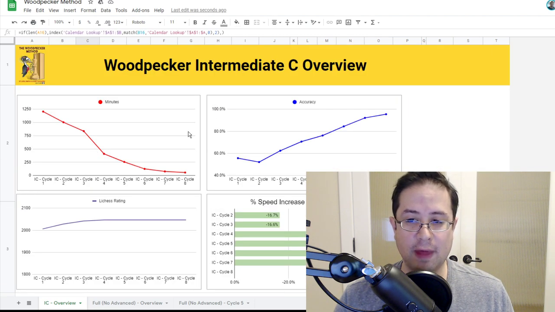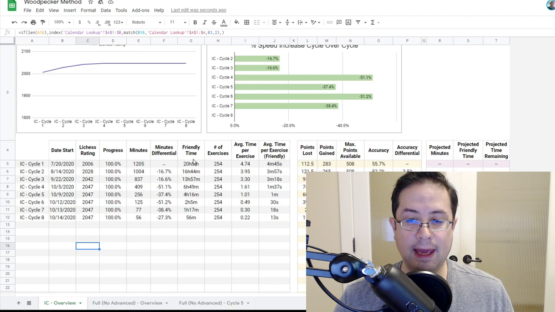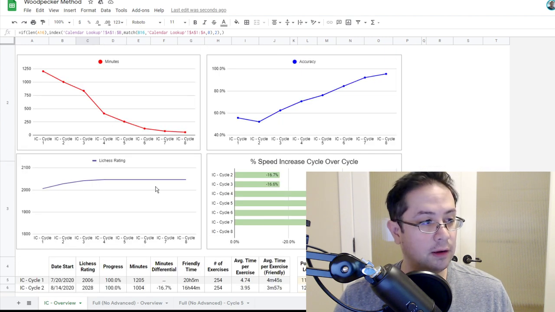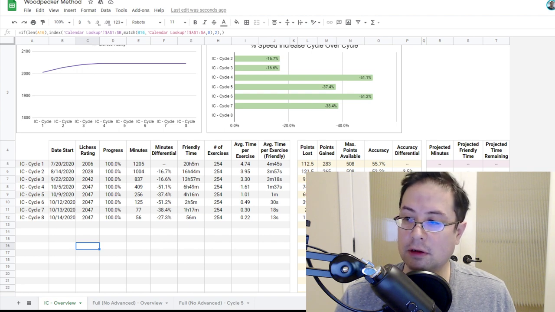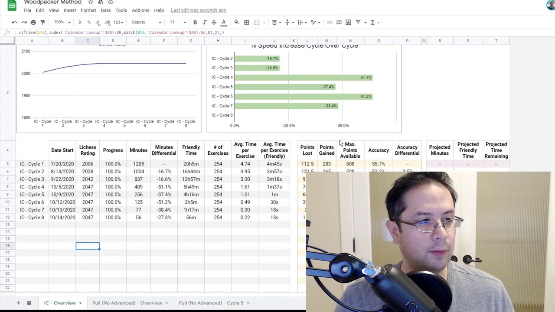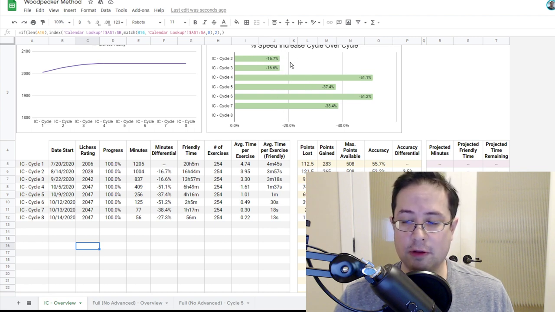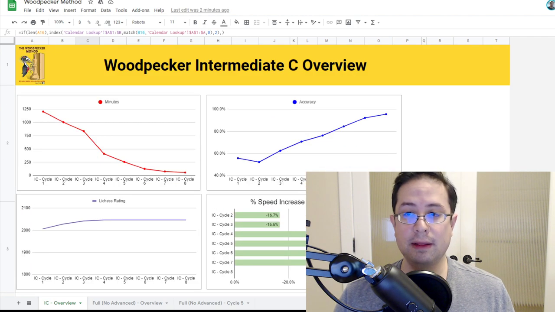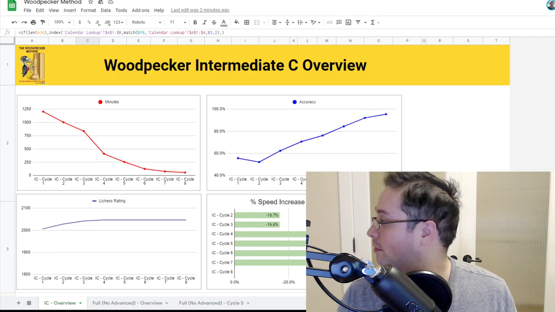These are just the graphs for that intermediate C section. You can see the minutes just completely dropping, and the accuracy conversely increasing. And my leech chest rating for that time, you can see here. And this is the speed increase cycle over cycle. My webcam's covering it up there, but there are some good improvements on the later cycles.